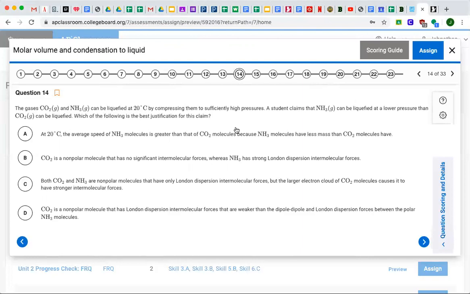Okay, so CO2 and NH3 can be liquefied at 20 degrees Celsius by compressing them to sufficiently high pressures. A student claims that ammonia can be liquefied at a lower pressure than carbon dioxide can be liquefied. Which of the following is the best justification for this claim? Oh, this is really interesting. So this is very related to what we were just talking about. Give it some time. Okay, think about it.